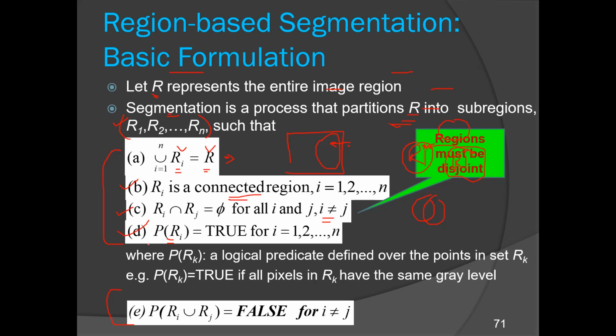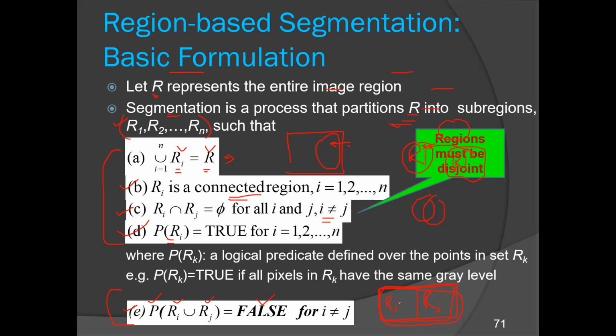The last point says Ri and Rj are two adjacent regions. Consider this is my Ri and this is my Rj; they are adjacent. Now, the predicate on their union: the union of those regions would be this bigger region. The predicate on their union should be false. If the predicate is true on this union, what is the meaning of that?